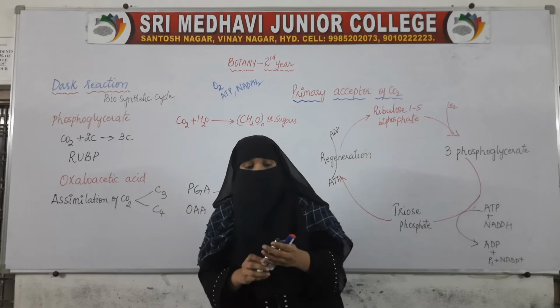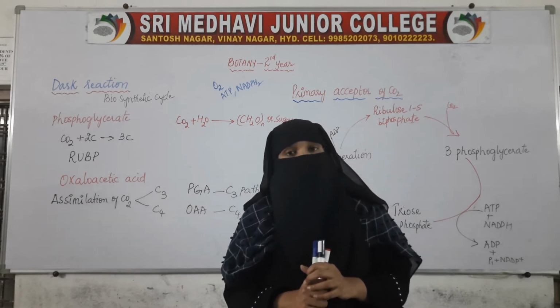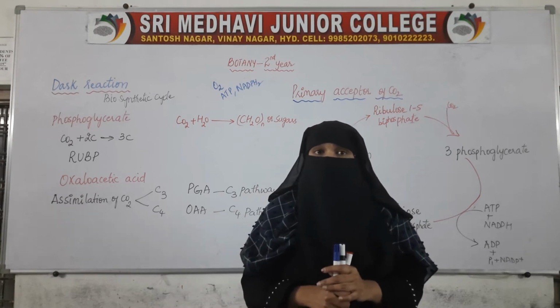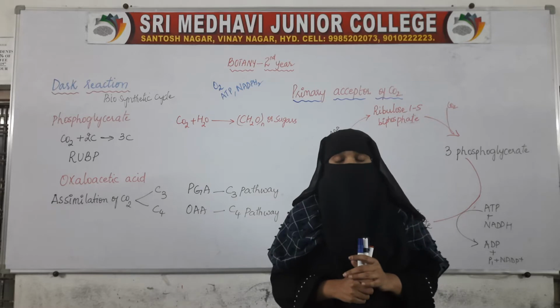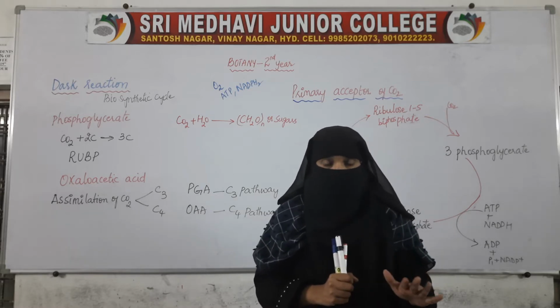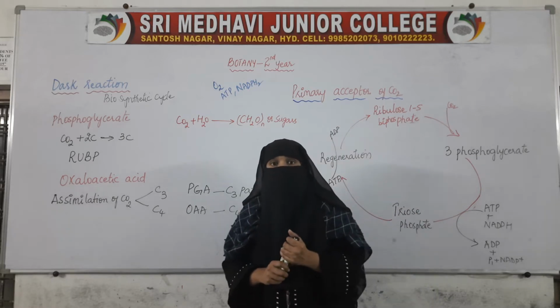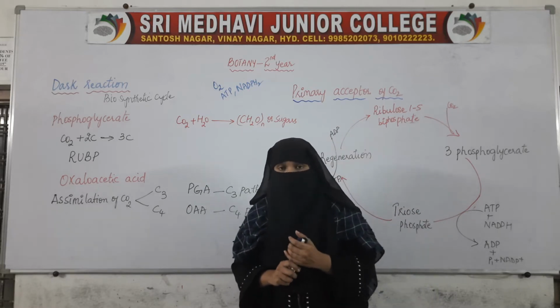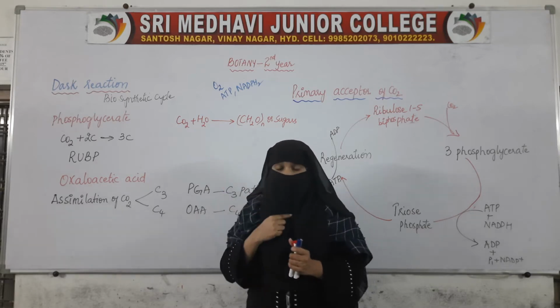Why is it called the dark reaction? I already told you, it is called the dark reaction because these reactions are independent of light. Light is not necessary. They will be carried out in the presence as well as in the absence of sunlight. So that is why it is called the dark reaction.